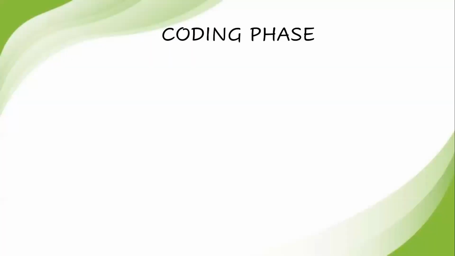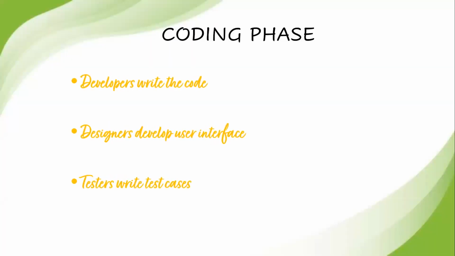Next, they move on to the coding phase. In the coding phase, the developer plays a very important role. He will write the code in the programming language which was chosen in the design phase. Next, the designer starts developing the user interface. That is, new features will be added to the user interface. And third, testers are also involved in the coding phase. They will start writing the test cases and test plans. And when these testers write these test cases, if they find any fundamental design flaws, it is given to the developer and it is removed in the early stage itself.